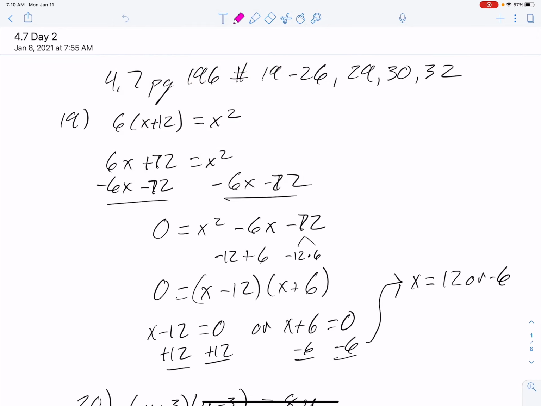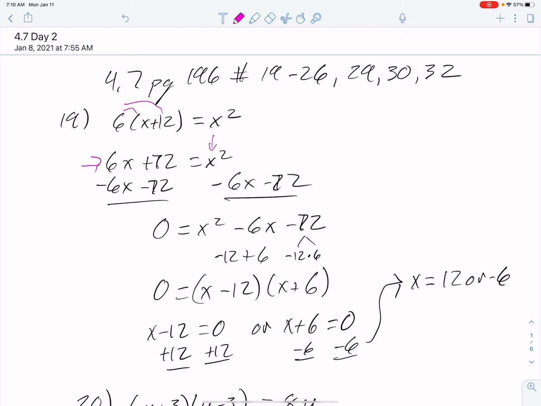All right, so we're going to take a look at the second day of 4.7. This is where we're still solving, but we've got just a little bit more work to do to get our equations equal to 0. So number 19, I start by distributing my 6x. So I get 6x plus 72 equals x squared.